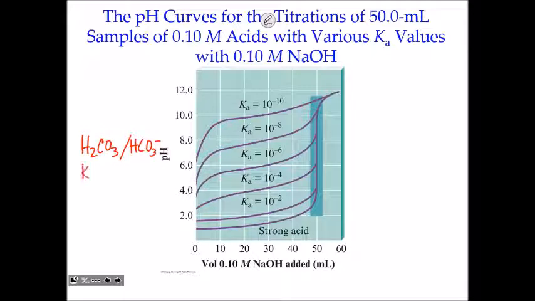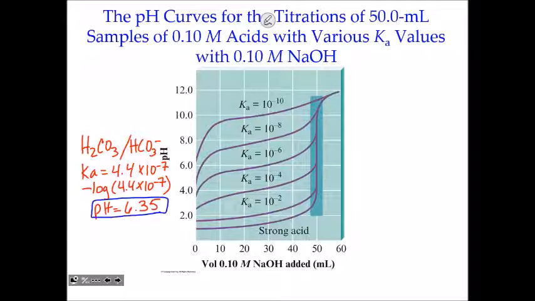But the Ka is 4.4 times 10 to the minus 7. So the pKa, the negative log of that, is going to give you 6.35. Depending upon how you create your ratio, this one is going to buffer closer to 7. If you add a whole lot more of the conjugate, that's going to increase the pH because that's the one acting like a base. So that's one example of how you would pick a buffer pair.